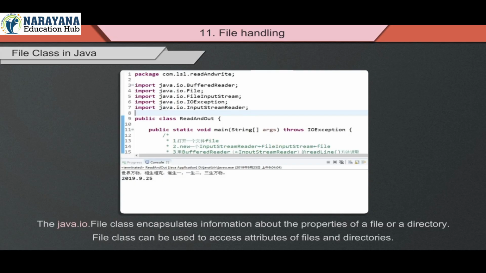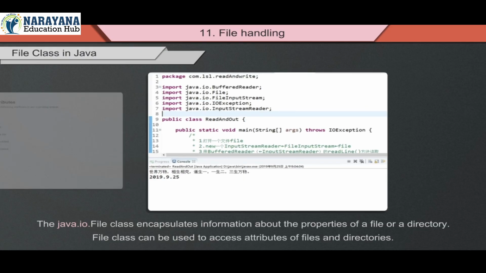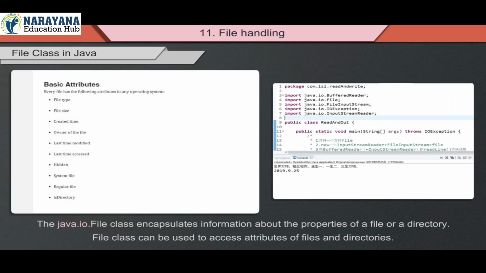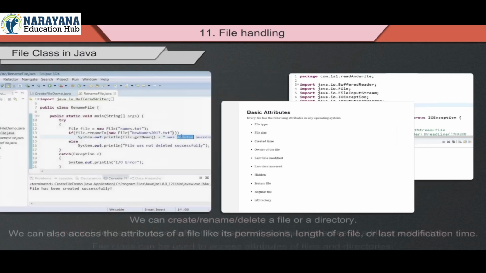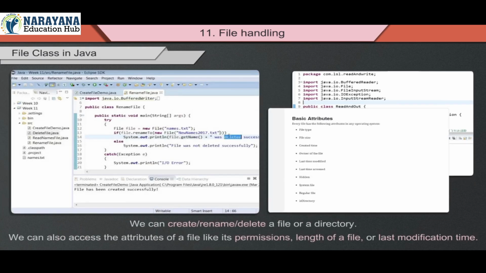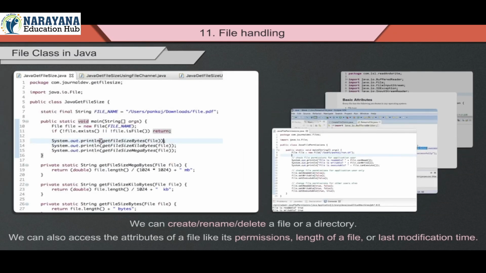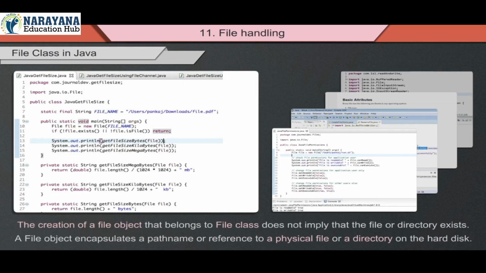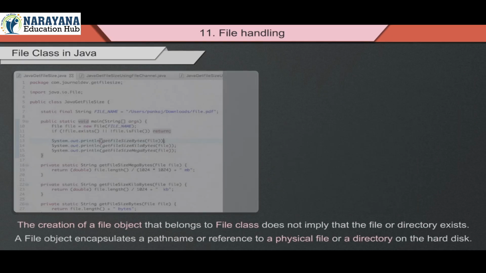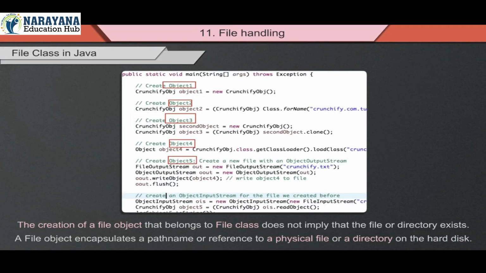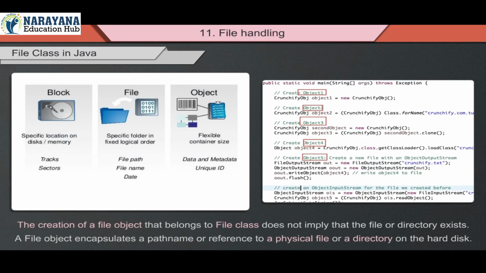The java.io.File class encapsulates information about the properties of a file or a directory. The File class can be used to access attributes of files and directories. We can create, rename, or delete a file or a directory. We can also access the attributes of a file like its permissions, length, or last modification time. The creation of a file object that belongs to the File class does not imply that the file or directory exists. A file object encapsulates a path name or reference to a physical file or a directory on the hard disk.